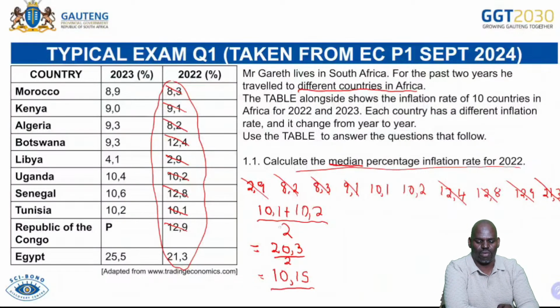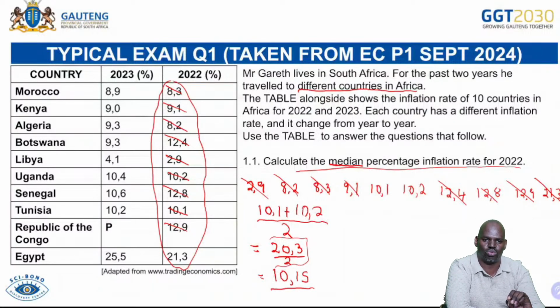I know that some of you might not prefer to indicate this step because you do everything on the calculator, but you just need to be careful that when you say 10.1 plus 10.2, you press the equal sign first before you say divided by 2. Okay, and please make sure that you know how to use that calculator.